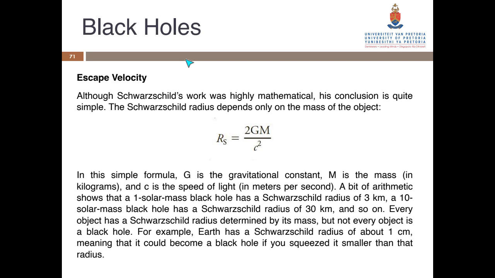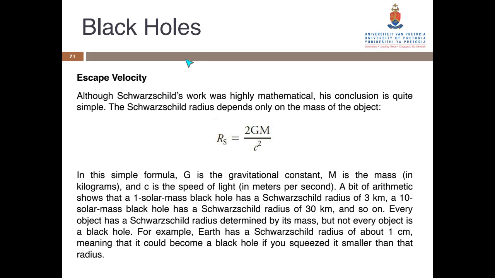Although Schwarzschild's work was highly mathematical, his conclusion is quite simple. The Schwarzschild radius depends only on the mass of the object. In this formula, G is the gravitational constant, M is the mass in kilograms, and c is the speed of light in meters per second. A bit of arithmetic shows that a 1 solar mass black hole has a Schwarzschild radius of 3 kilometers, and a 10 solar mass black hole has a Schwarzschild radius of 30 kilometers, and so on.